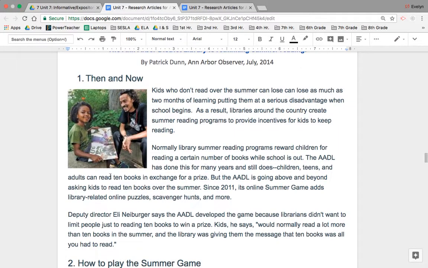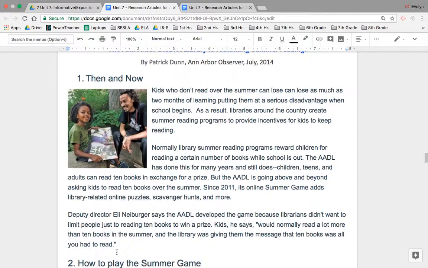Children, teens, and adults can read 10 books in exchange for a prize. But the AADL is going above and beyond, asking kids to read more than 10 books over the summer. Since 2011, its online summer games add library-related online prizes, scavenger hunts, and more. Deputy Director Eli Newberg says the AADL developed the game because librarians didn't want to limit people to just reading 10 books to earn a prize. Kids, he says, would normally read a lot more than 10 books in the summer, and the library was giving them the message that 10 books was all you had to read.